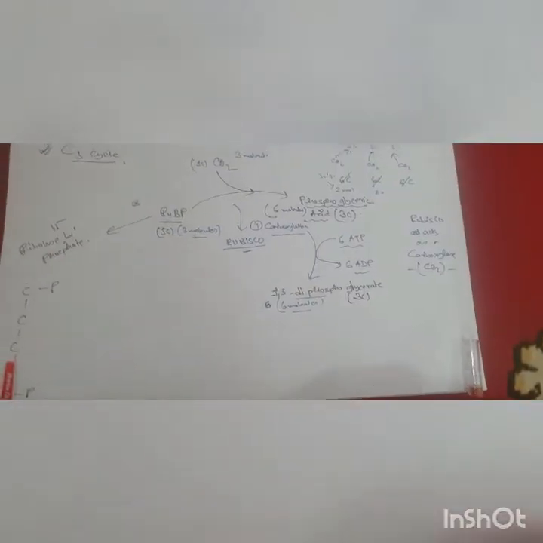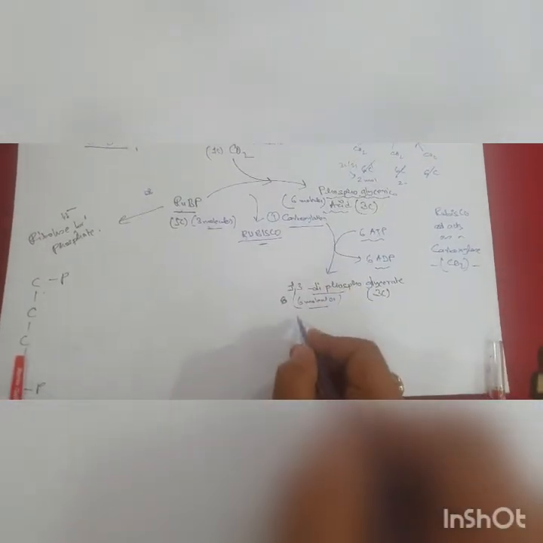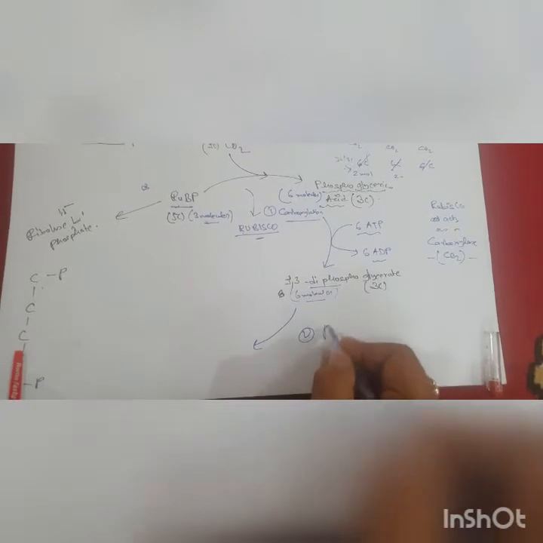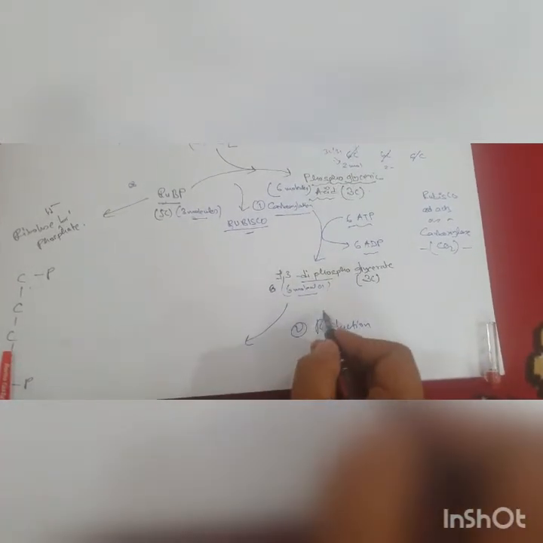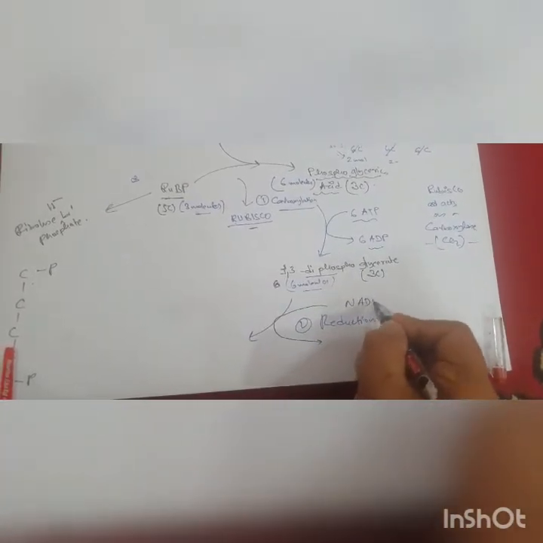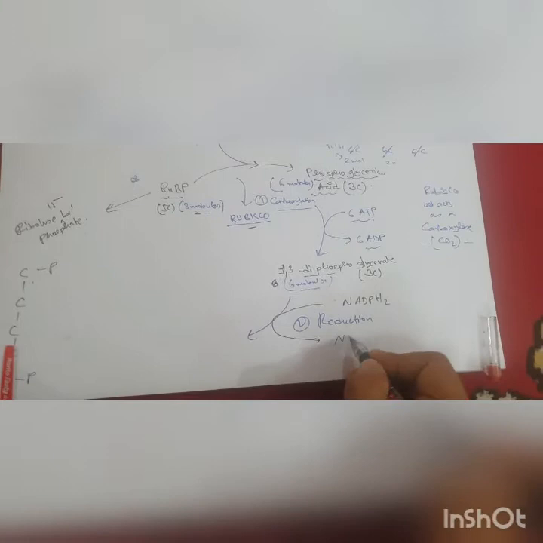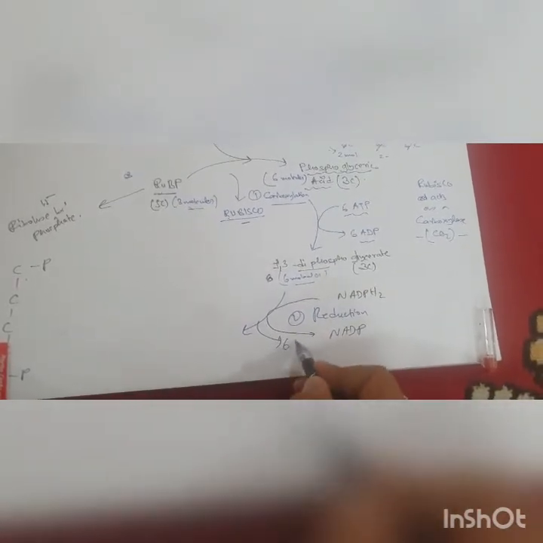You have seen up to this much now, 1,3-diphosphoglycerate and 6 molecules of this. So carboxylation will occur. Now what will occur? Step 2, that is the reduction. Now in reduction what happens? In reduction the NADPH2 will become NADP again and the hydrogen will enter and 6 phosphates will come out.